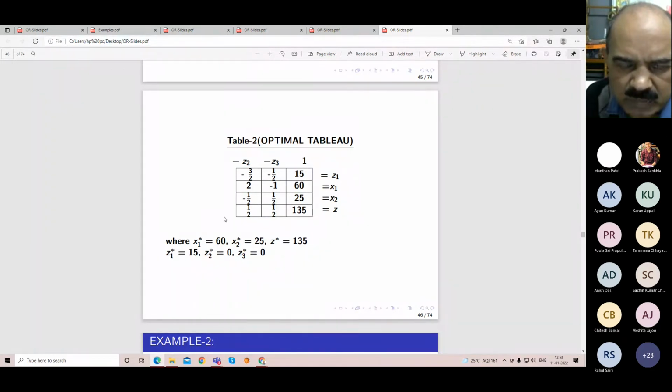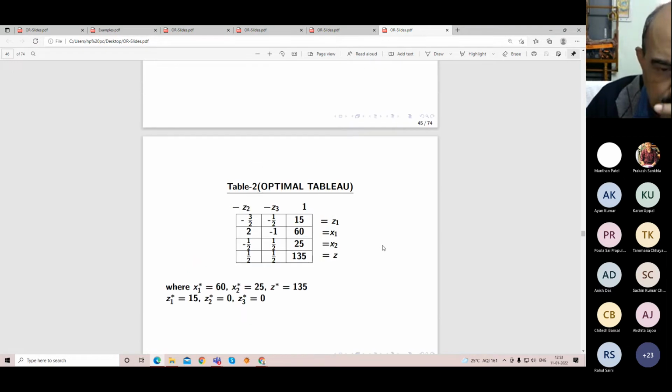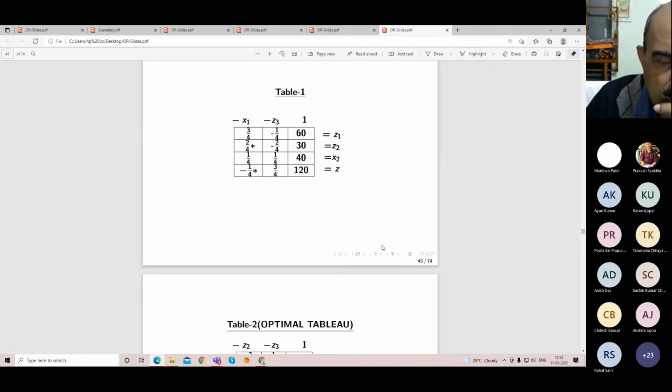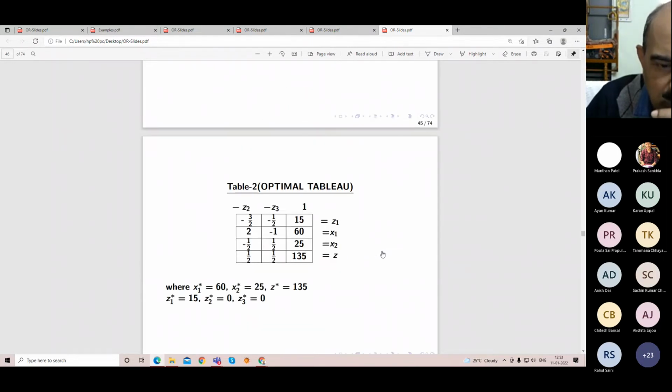Okay. Is it clear? Sir, yes. Sir, in the first row, second column, it is coming plus 1 by 2 instead of minus 1 by 2, sir. Yes, so in the last table, this one. Yes sir, in table 2. Since you have got an optimal table, whether plus or minus, the result will not change, but yes, you can change it. That may be a mistake also.